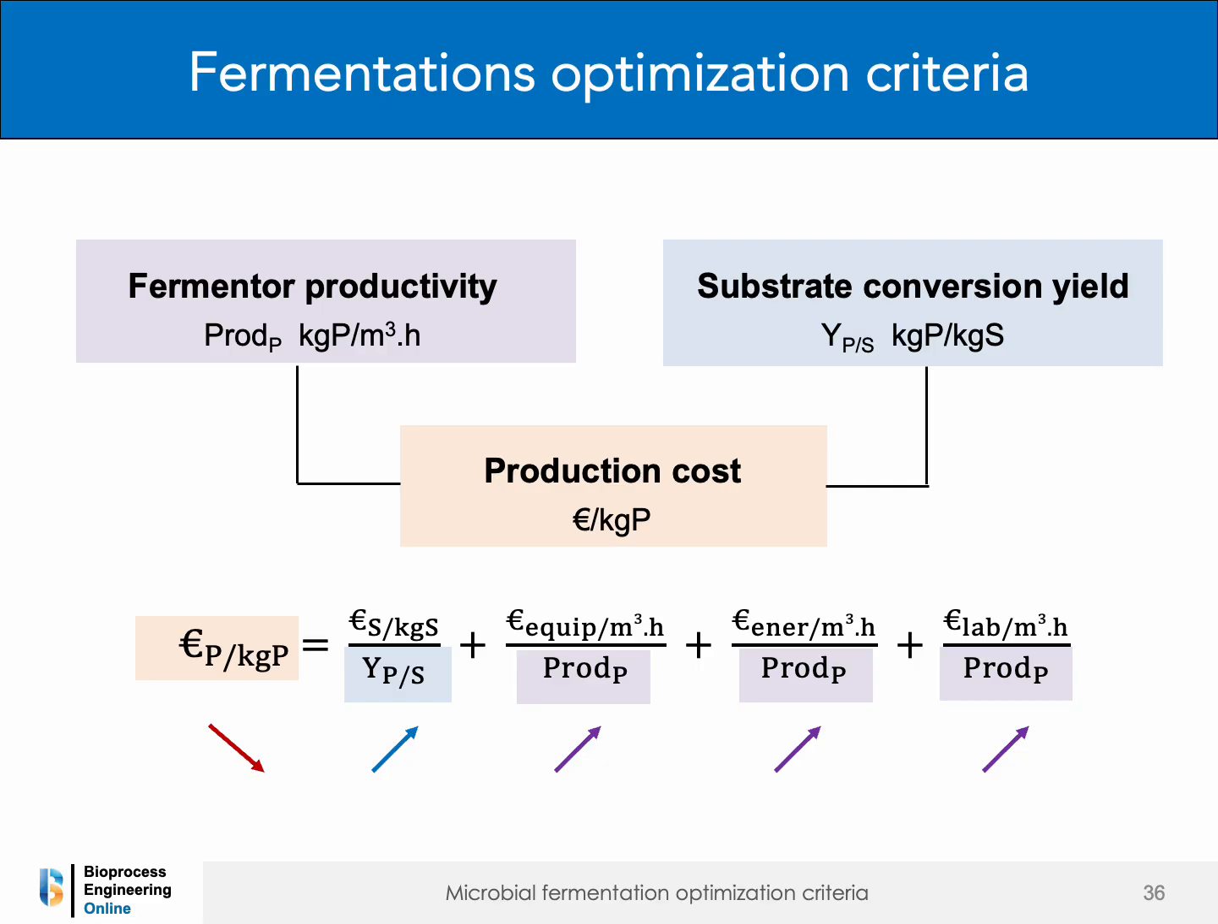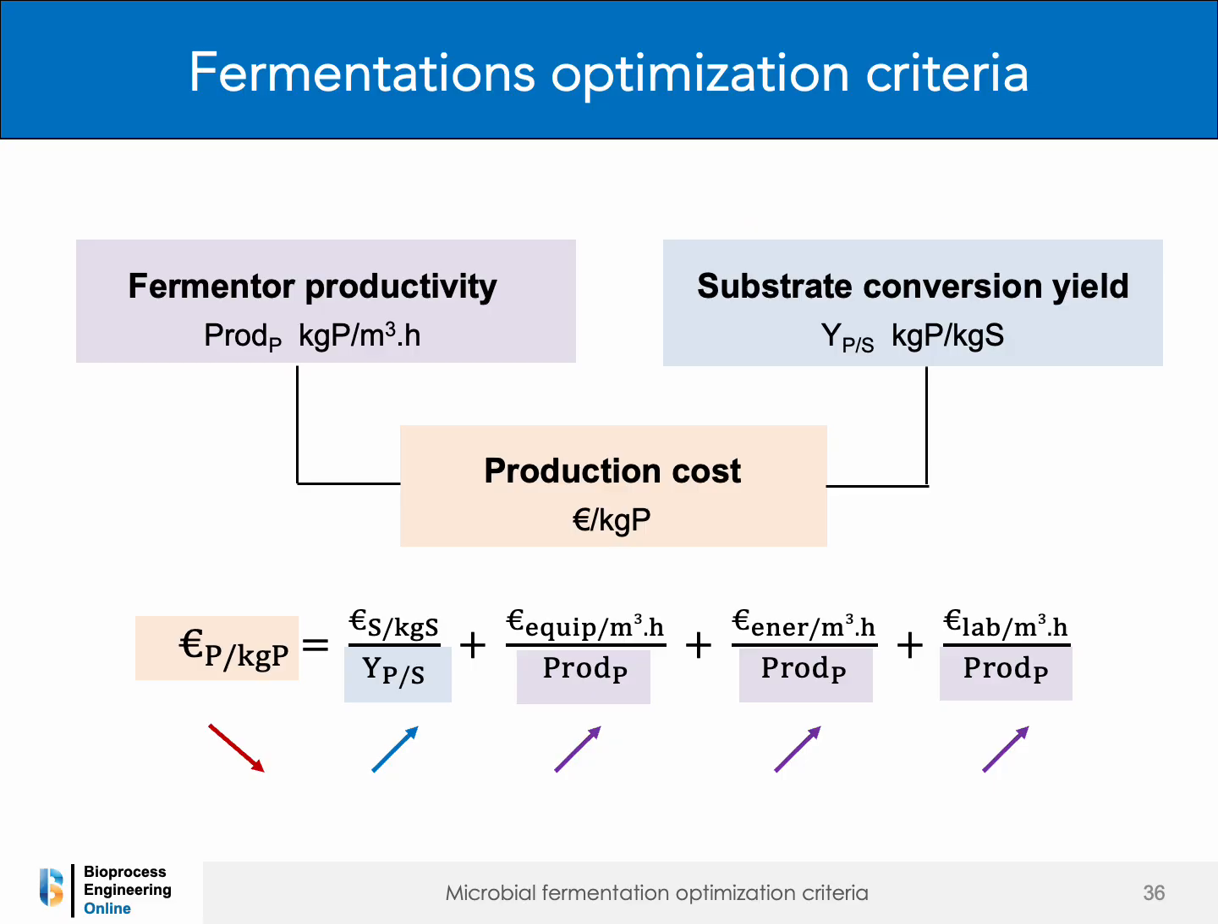In this introductory tutorial on microbial fermentation optimization criteria, you learn that process optimization relies on two major technical criteria. One, fermenter productivity, ProdP, defined as the annual mass of product produced, divided by the fermenter volume, and the annual operating time. Two, substrate conversion yield into product, YP over S, defined as the annual mass of product produced, divided by the annual mass of substrate consumed, particularly the sugar carbon source.